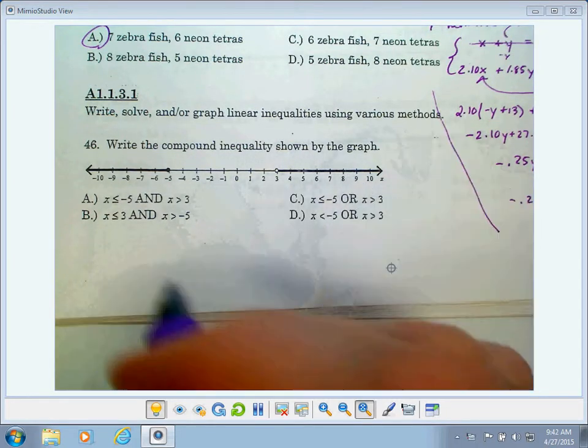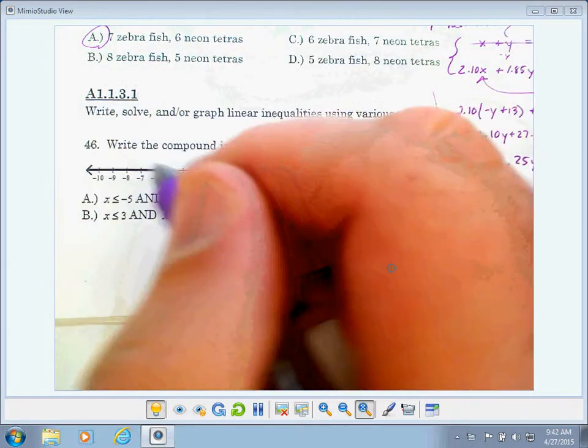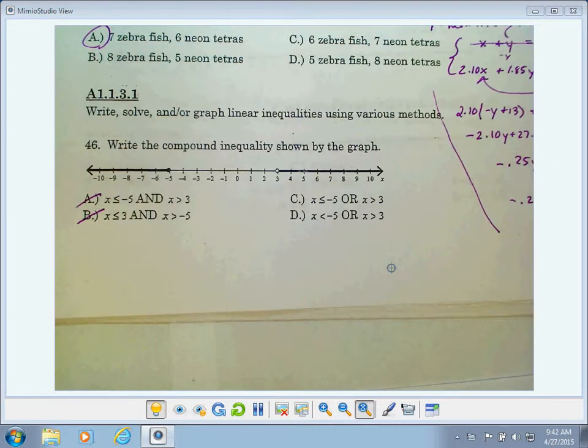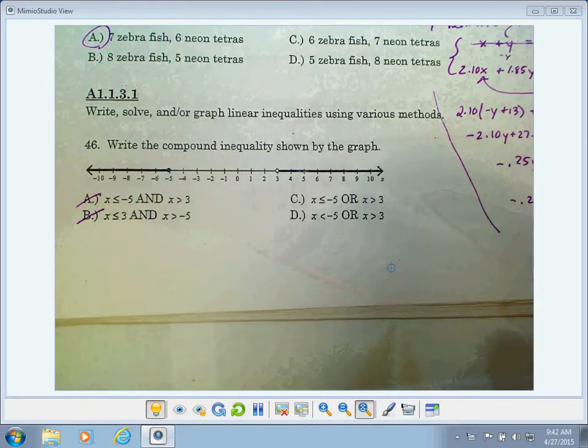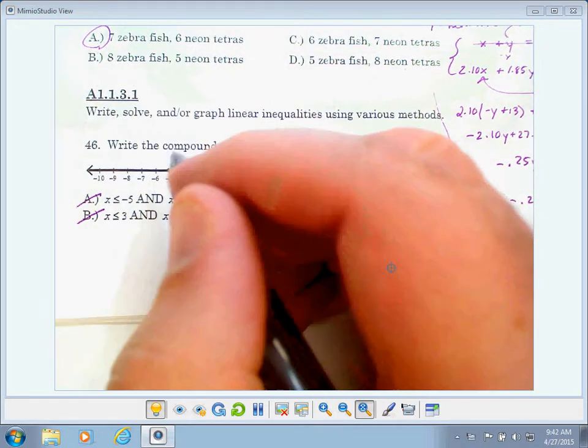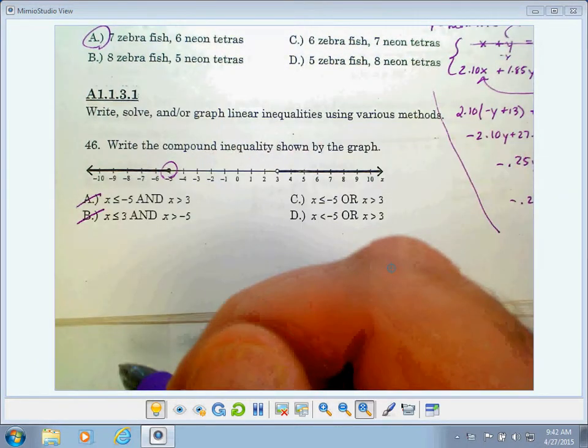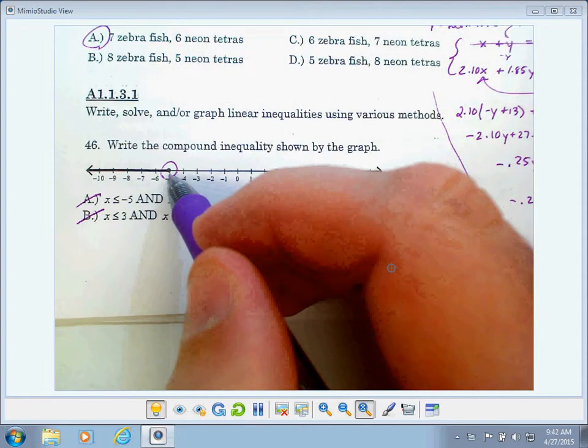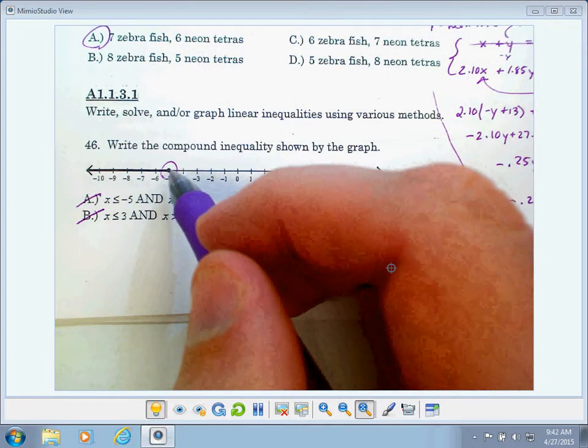Worst case scenario, they'll all go off in one direction. So very rarely, if ever, do you see this as an and. So I would say you could cross out the and parts and let's just look at the or ones. This one says right here, closed dot, and to the left, which would be less than. So it's at -5. So this to me says x is less than or equal to -5.